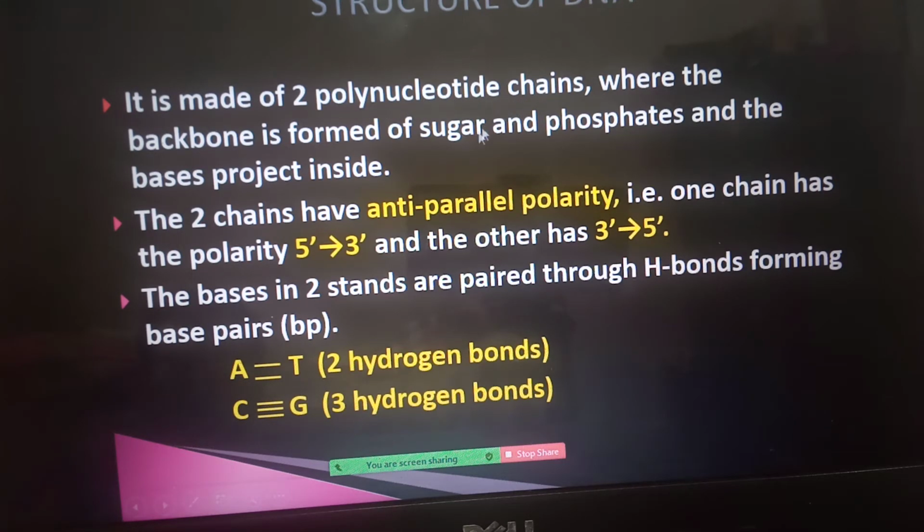It's made up of two polynucleotide chains. Now, what forms the backbone of this polynucleotide chain? Sugar and phosphate. And the bases are present inside, which forms steps here. The two strands are paired through weak hydrogen bonds. Adenine pairs with thymine by two weak hydrogen bonds, and cytosine with guanine by three weak hydrogen bonds.